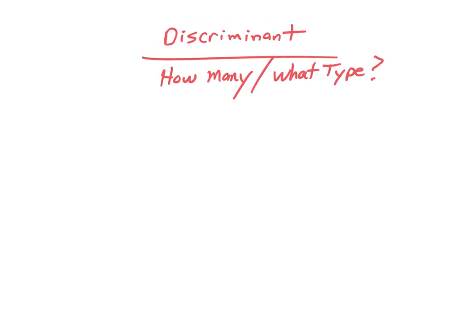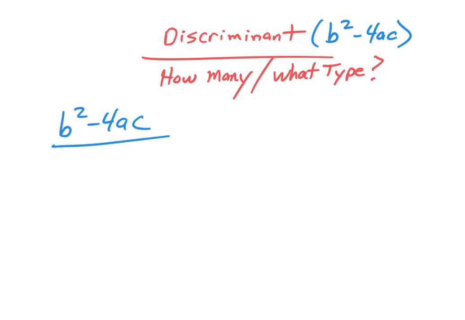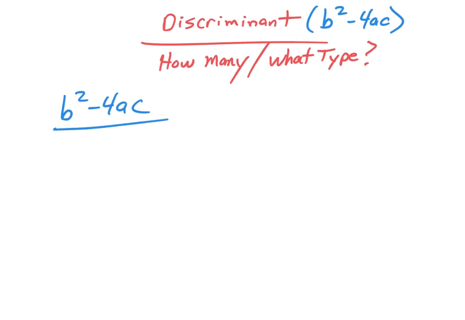So the discriminant is b squared minus 4ac. So it's part of the quadratic formula. It's the part that's underneath the square root, right? B squared minus 4ac. It's not a new formula. It's part of the quadratic formula. So we're going to take that and we're going to look at the 3 possibilities.